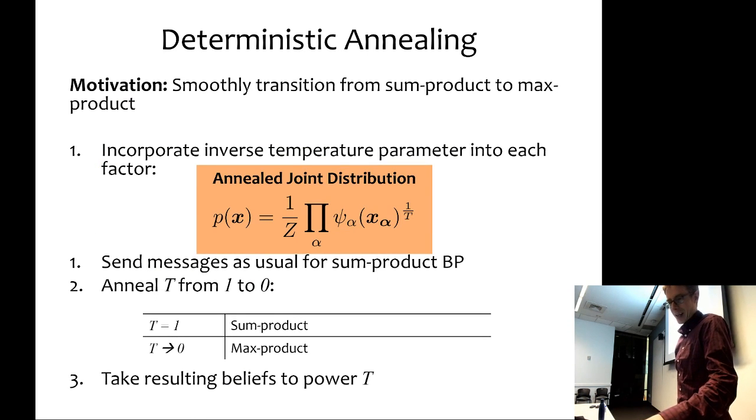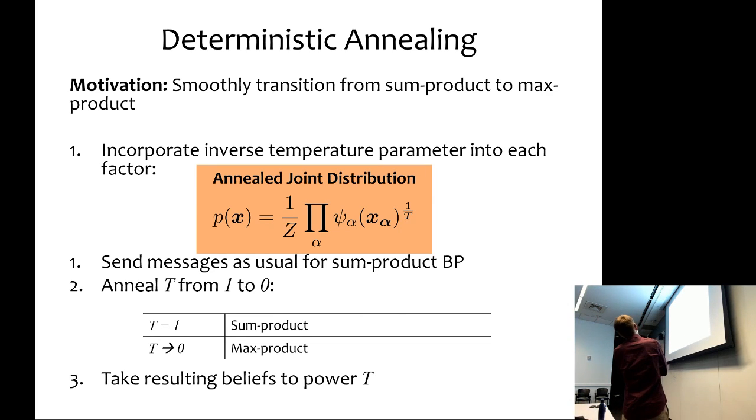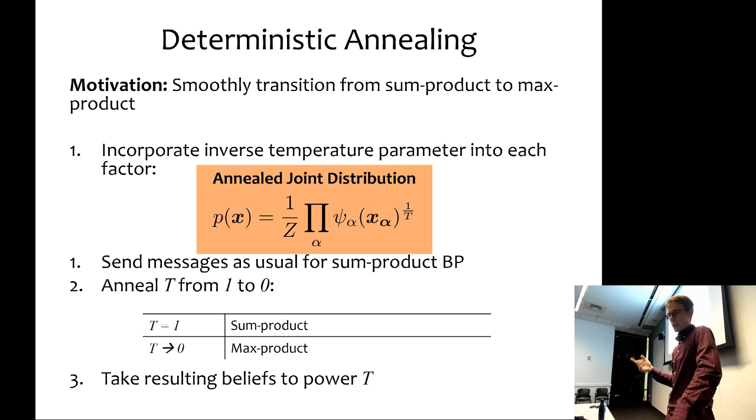Okay, so I'll leave this final note. There's also deterministic annealing. It turns out you can also smoothly transition back and forth between sum product and max product. And the way that you do that is you incorporate this inverse temperature parameter onto each factor. And then you send messages as usual with sum product belief propagation. So if your temperature is equal to 1, then you get just the standard sum product algorithm. But as you lower the temperature, you're essentially boosting up the values of the factors more and more. And as t approaches 0, you actually are approaching the result of max product. And then to get back the right answer, you just need to take the resulting beliefs and raise them to the power t, so that you're canceling out the effect of the 1 over t.